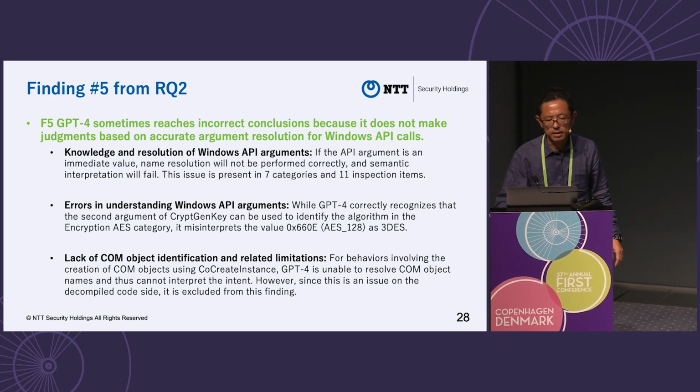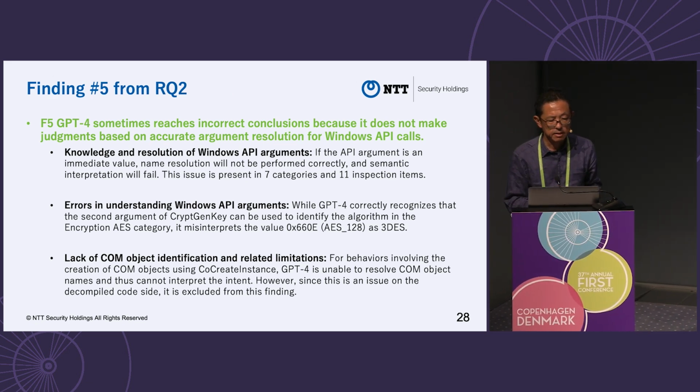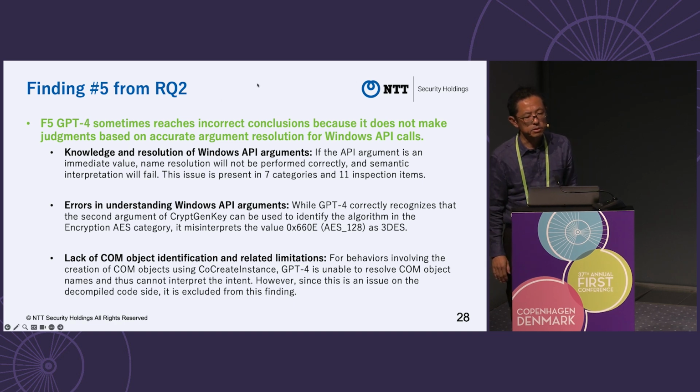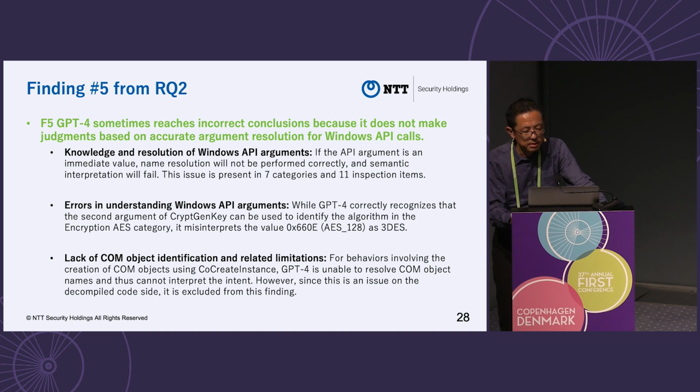Okay, finding 5 is Windows related. They sometimes reach incorrect conclusions because they do not make judgments based on accurate argument resolution for Windows API. The first one is the knowledge and resolution of Windows API arguments. When the API argument is given as an immediate value rather than a reference, name resolution doesn't work as expected. As a result, semantic interpretation can fail.